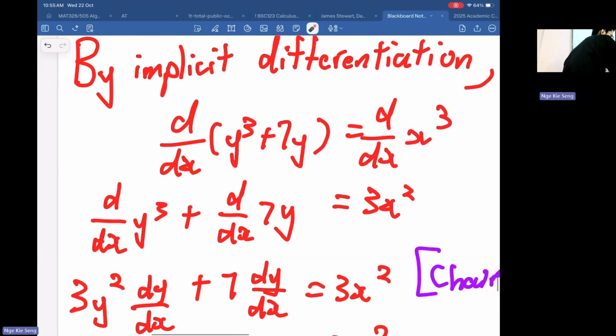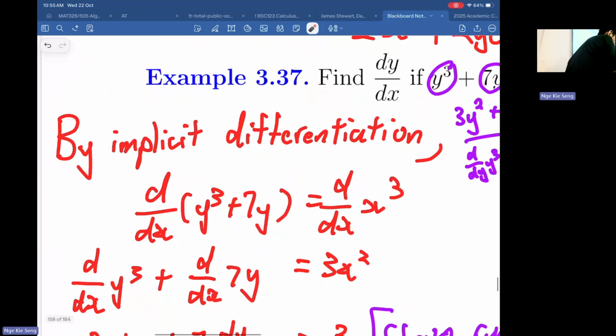Obviously, right? Because if this is a function, you should send the same thing. You cannot send the same thing to different things. This is what it means by a function. Okay, thank you.